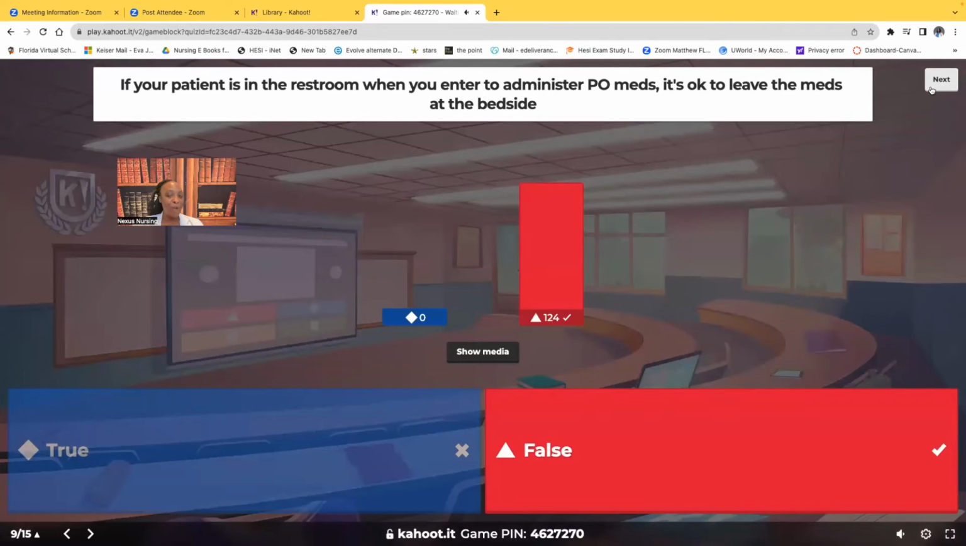Very good. That is false, right? You have to watch your patient take their medications. And remember, you're giving your patient their medications. You're explaining to them what medication you're giving to them, why you're giving them the medication, what may possibly happen. And you're going to tell them to press the call bell if you need anything, all that good stuff. So absolutely, you are not going to leave that medication at the bedside. And you have to verify that this is the right patient that you're giving the medication to.